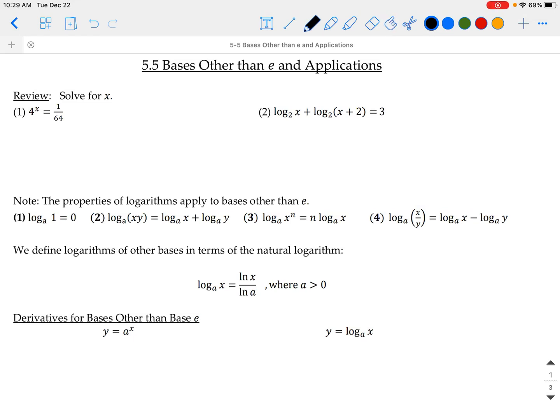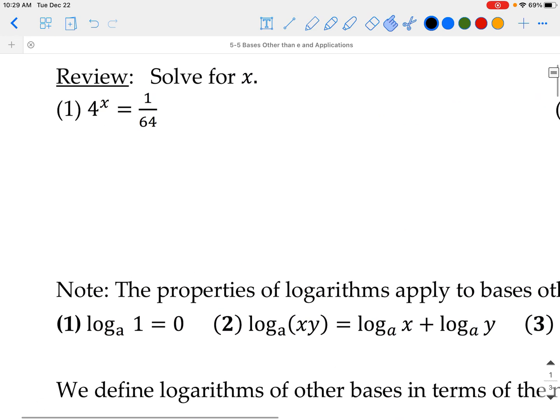Welcome back, everybody. So now we're going to look at bases other than e. We focused on the natural logarithm and base e exponential functions. Now we're going to look at other bases. So base 2, base 4, base 6, base pi, whatever base value that we run into.